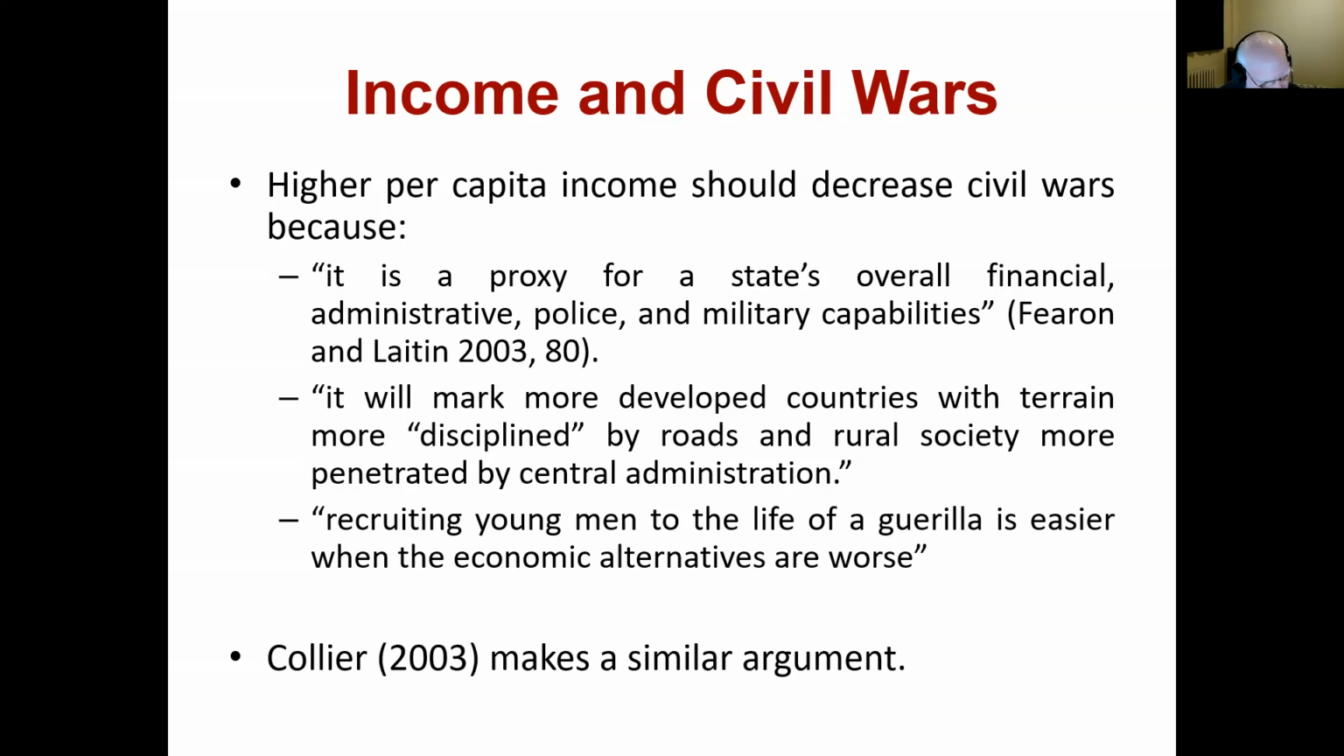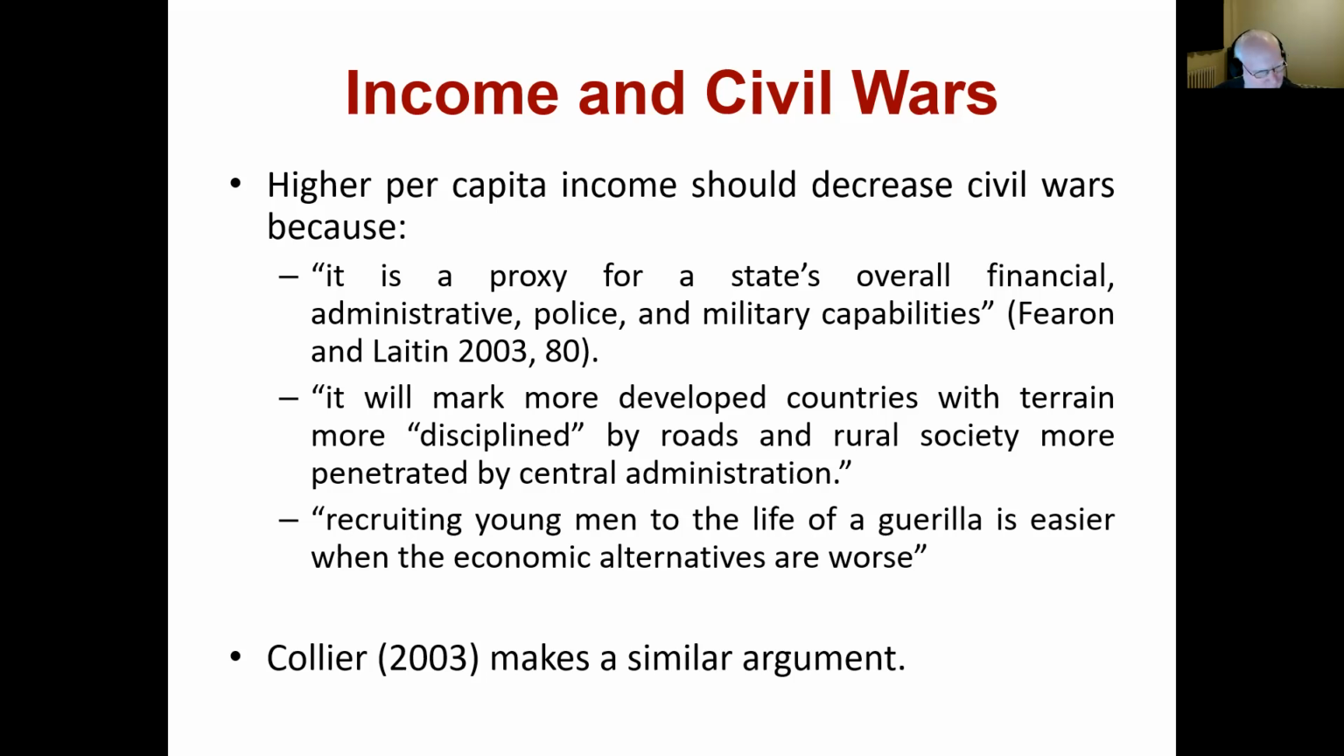It will mark more developed countries with terrain more disciplined by roads and rural society more penetrated by central administration, right? So it's unlikely in a wealthier country that there are going to be any regions where the government doesn't have access. There'll be a strong road network throughout the country, including rural areas, and there'll be no areas where the central government doesn't have some form of presence, including administration for taxation, but also things like police and intelligence presence for gaining information about the local community.